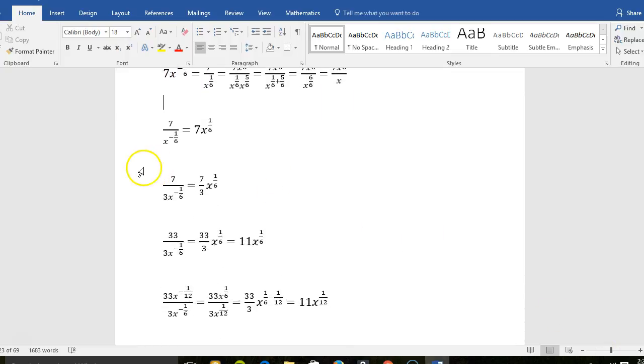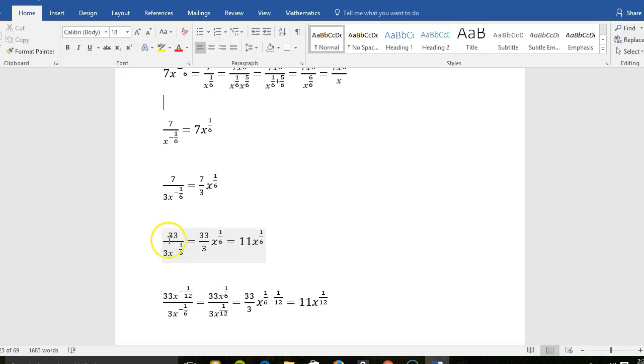And again, now if you have 7 over 3x to the negative 1/6, the x to the negative 1/6 just jumps up as x to the 1/6, and you get 7/3 with a 3 on the bottom. So nothing really changed there, except the x to the negative 1/6, which came up as x to the positive 1/6. But these are the same fraction. This is just a nicer format. We want to get this in a simplified format.